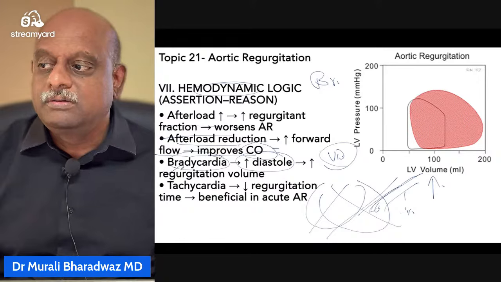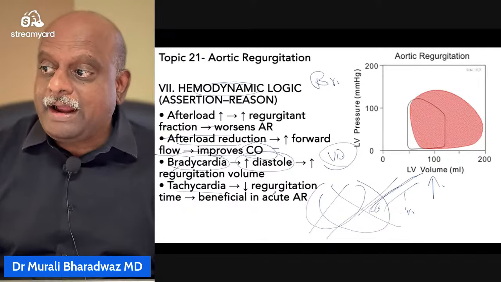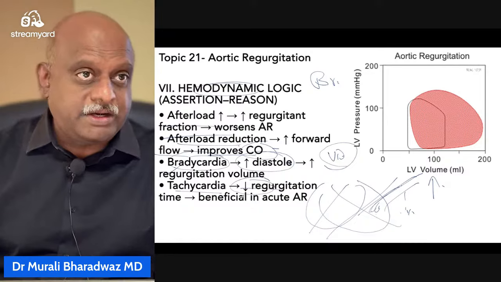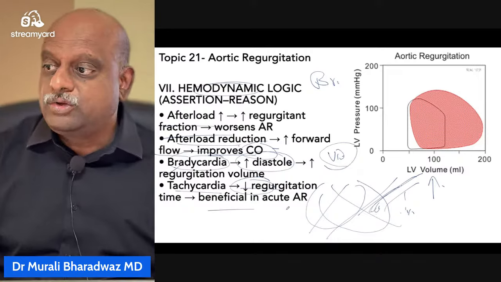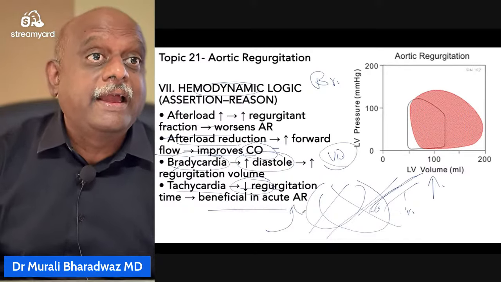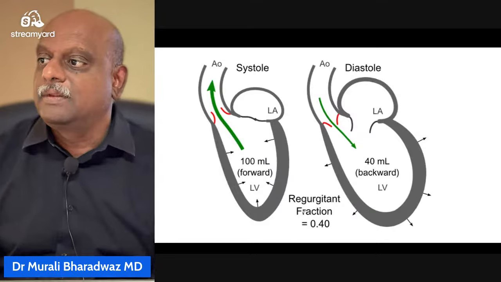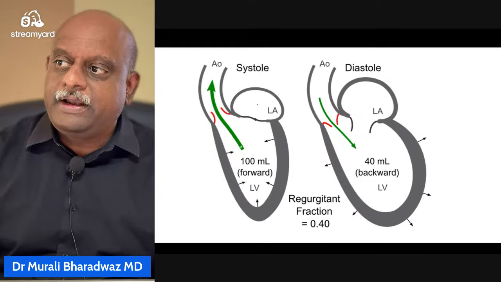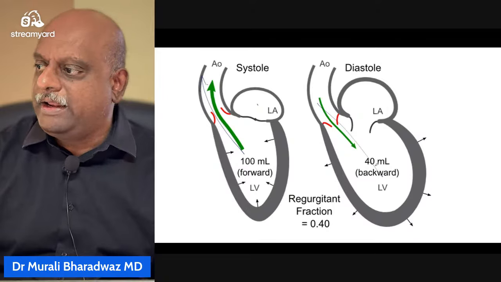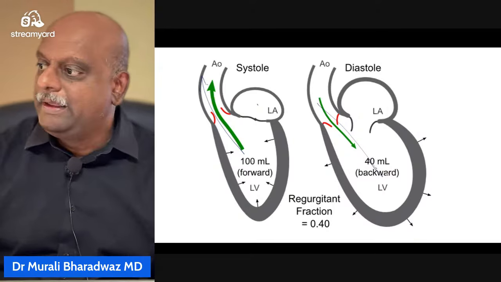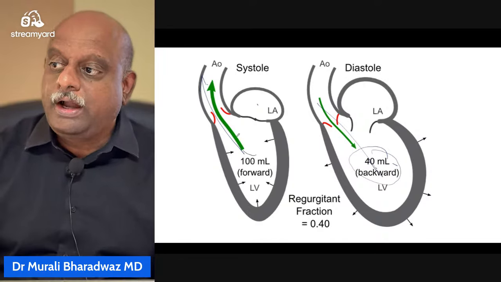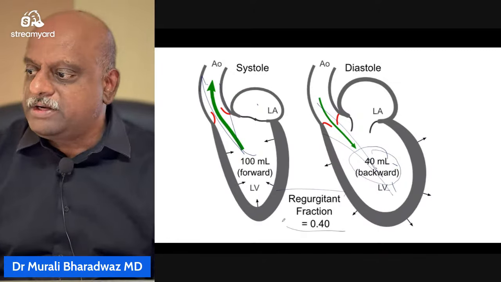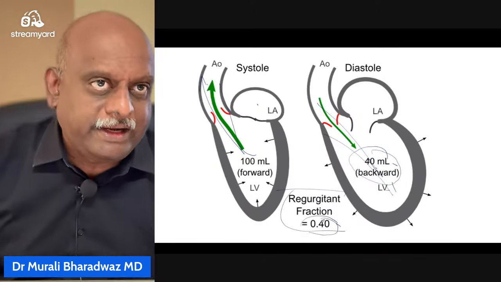Bradycardia is not good. But tachycardia decreases the diastolic filling time and decreases the regurgitation, which is the diastolic event. So it is beneficial in case of AR. So this is how you have the left atrium, left ventricle, and it is going into the aorta and the regurgitation is happening. Right? So 100 ml forward, 40 ml backward.